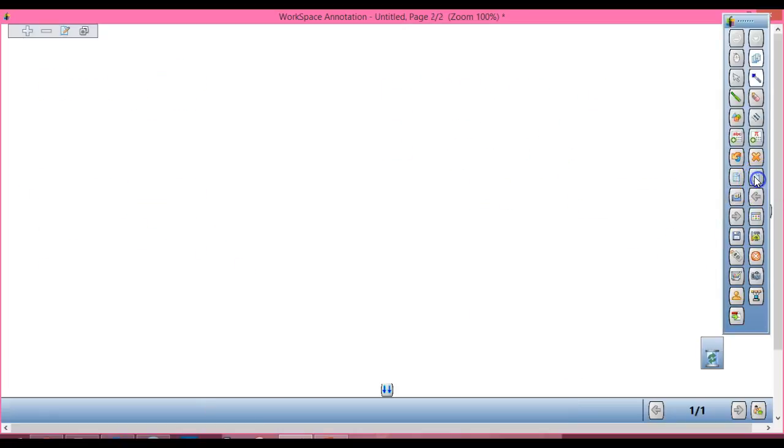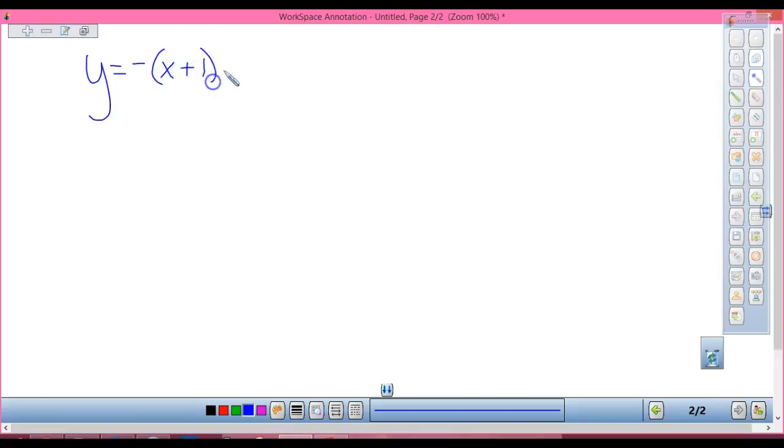Okay, so y equals negative x plus 1 minus 3. Christian, what's my slope? Throw something out for me. Take a guess. Remember, it's the number that's outside your parentheses.